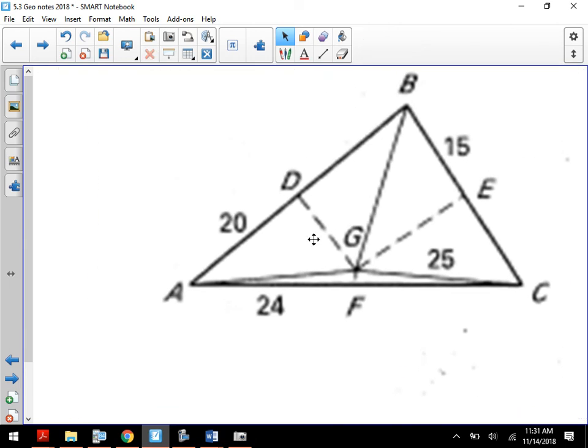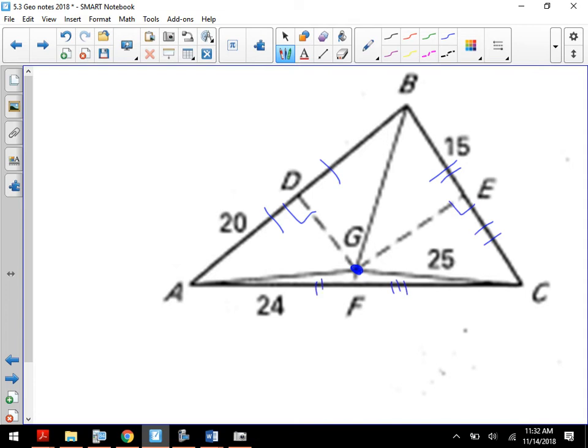If we go back to this one, the instructions on that one said that all the perpendicular bisectors meet at point G. So if your perpendicular bisectors meet at G, that means this is a right angle, bisected, bisected, right angle, bisected, right angle. So you're going to go with that?